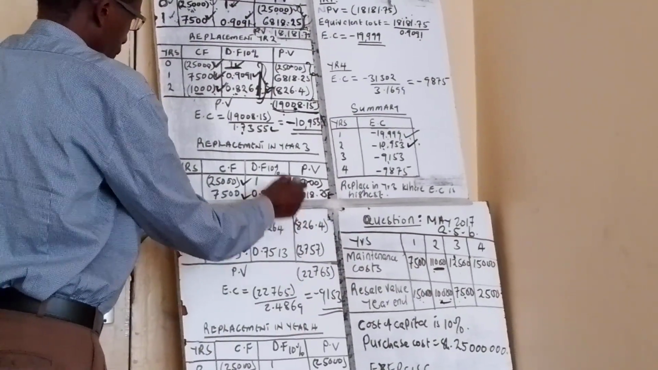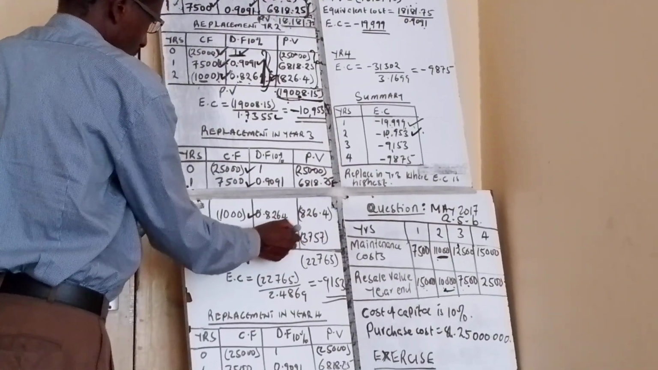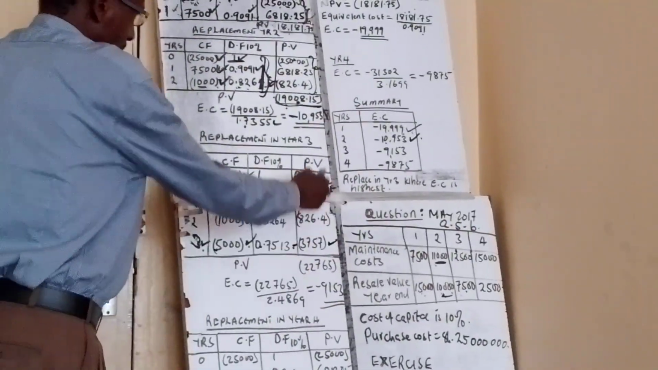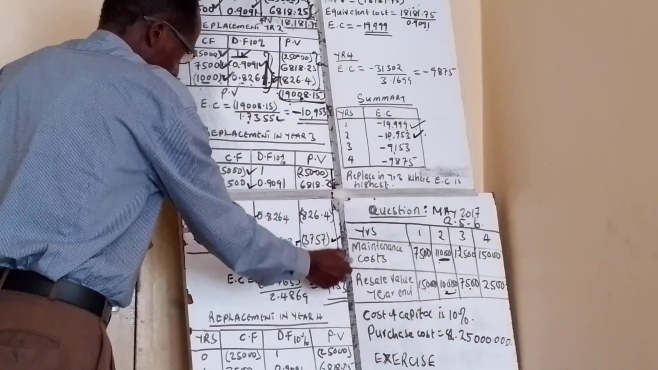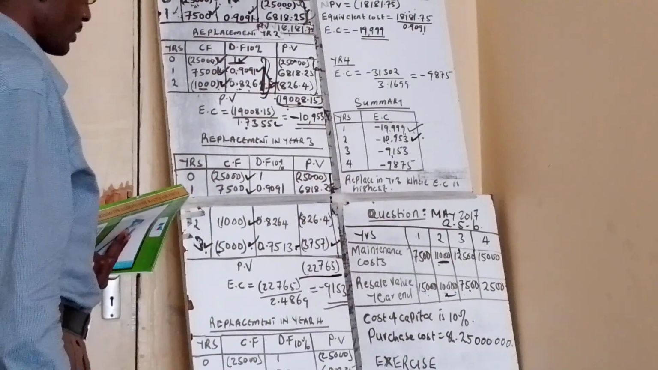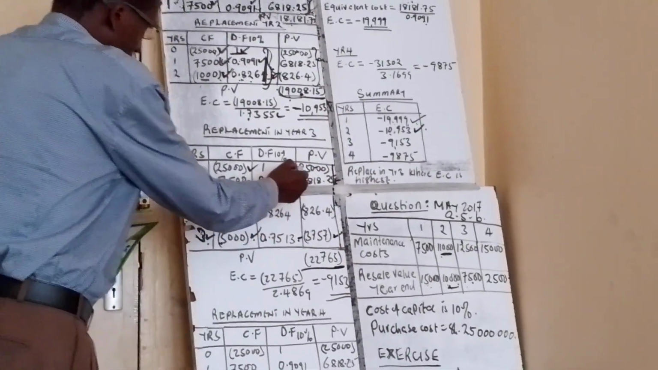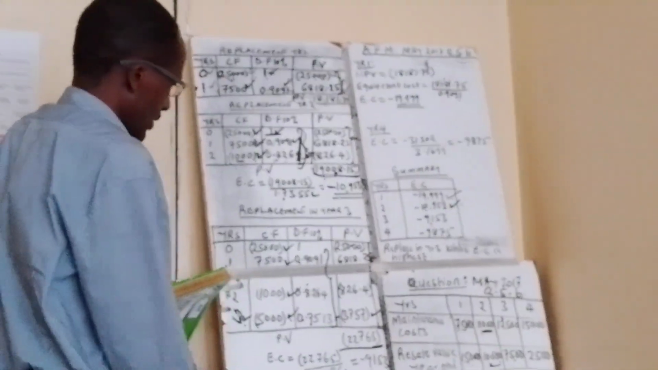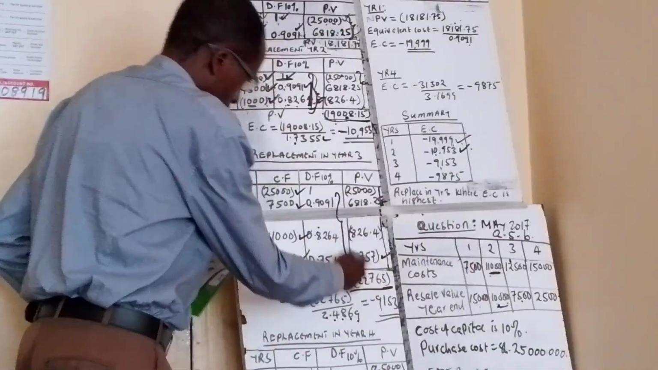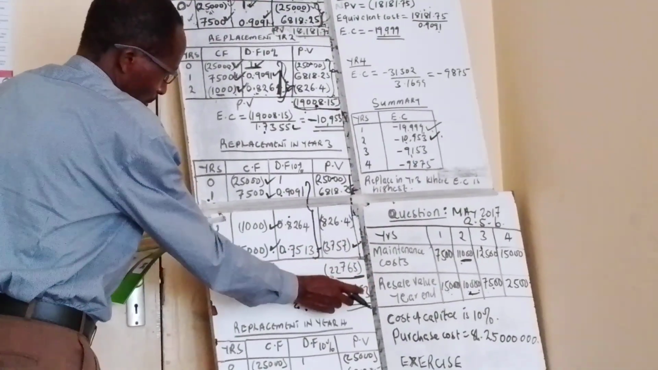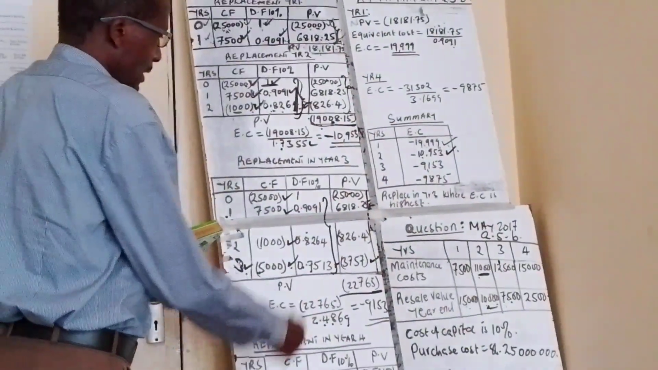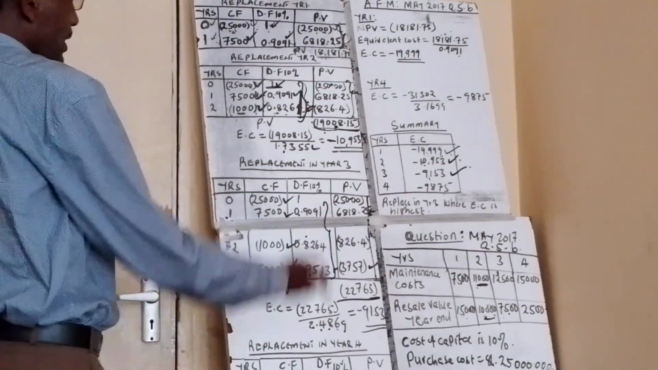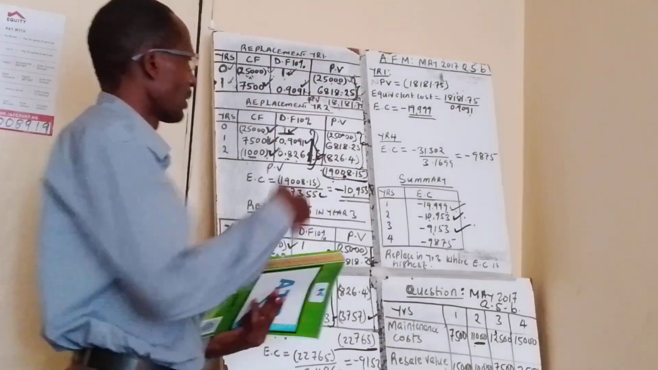Then you read from the table 10% at year 3, 0.7513 multiplied by negative 5,000. You get negative 3,757. Add them together, total present value, you get negative 22,765 divided by, you sum up those three from year 1, year 2, year 3, and you get something like 2.4869. So equivalent cost, you divide this present value by 2.4869. You get negative 9153, this one here. So that is my equivalent cost, if I replace this machine in year 3.